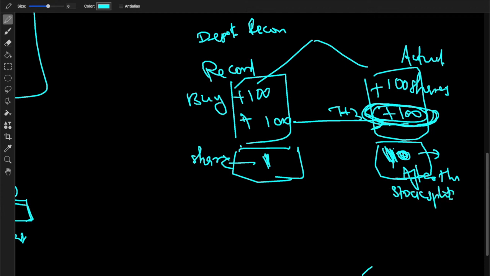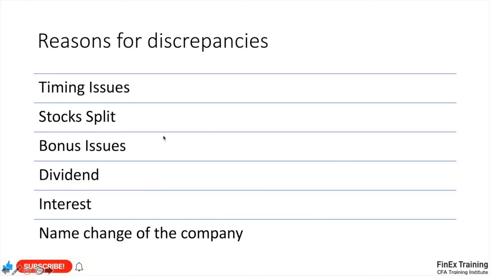So what is a stock split? A stock split means the company will split one share into multiple shares. Here in this case, it has been split into 10. So 10 shares will be recorded in the actual balance, whereas in your record it will show as only 1. So again, there can be discrepancies.